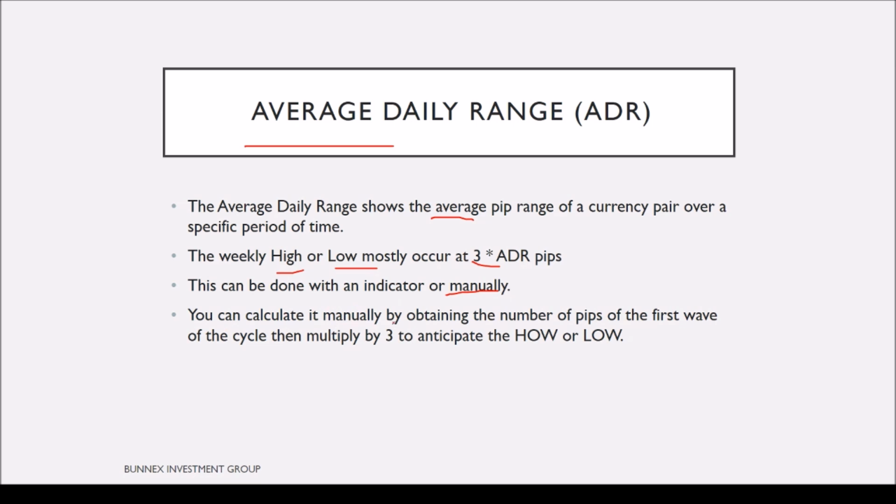So you can calculate it manually by obtaining the number of pips of the first wave. Actually, I had to write the first wave and the second wave, add them and calculate the average. That's wave number 1, then wave number 2, add the pips, then divide by 2, and you can now anticipate for wave number 3.